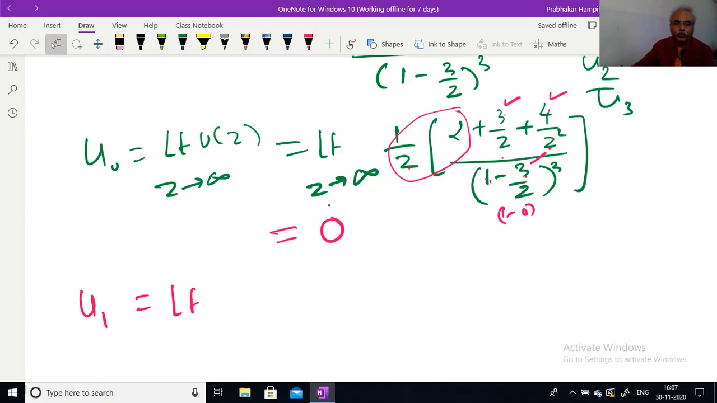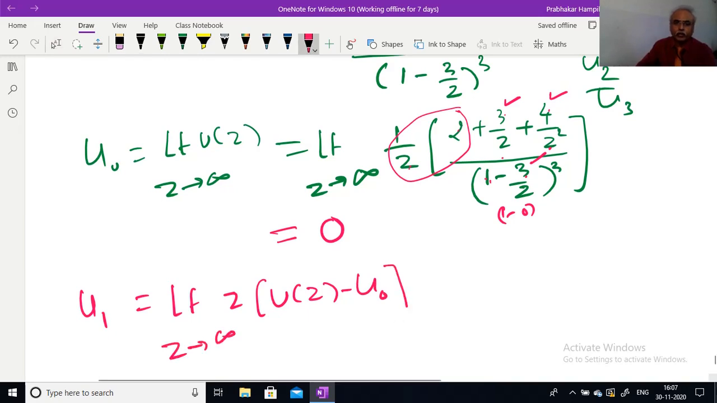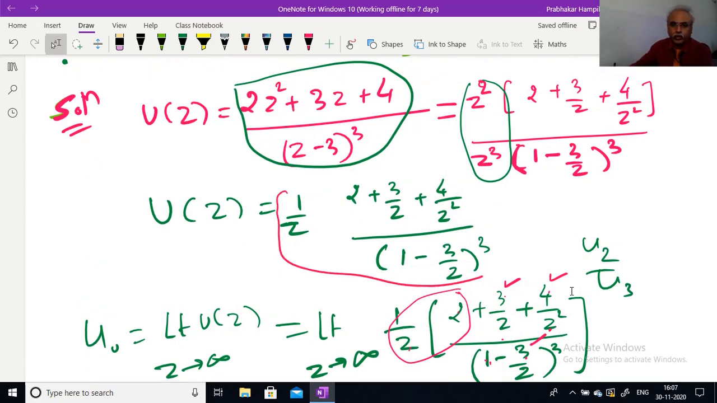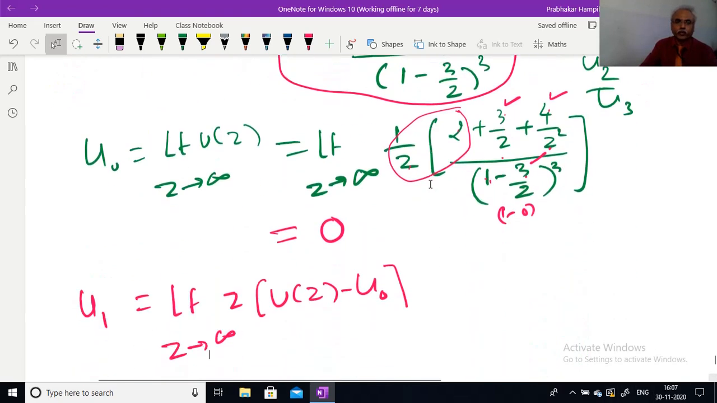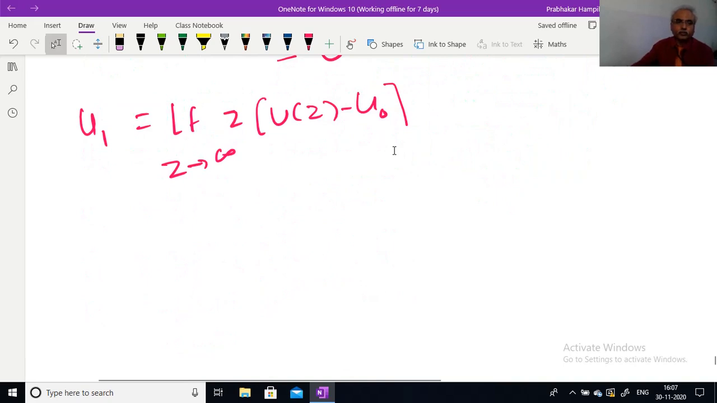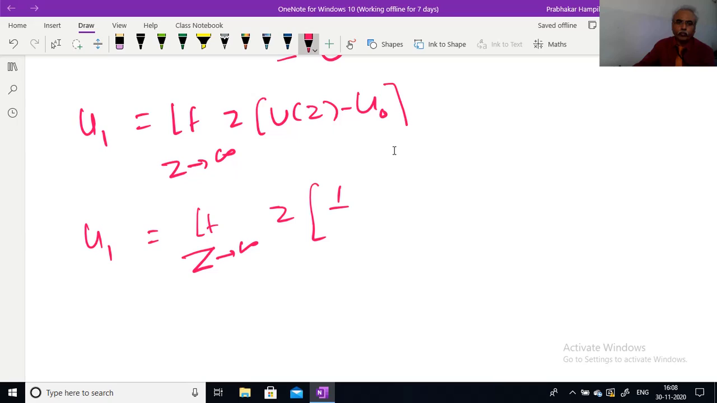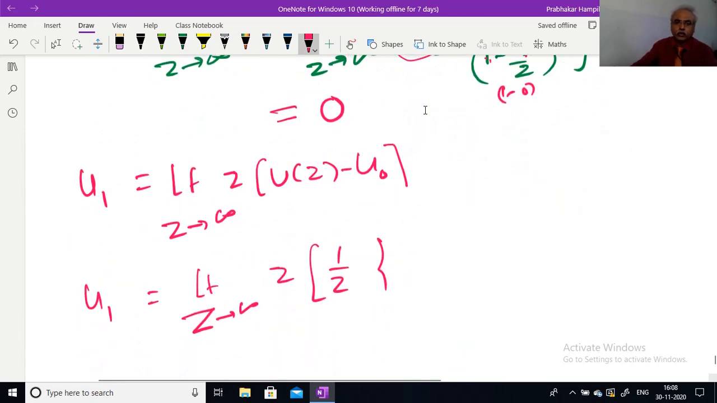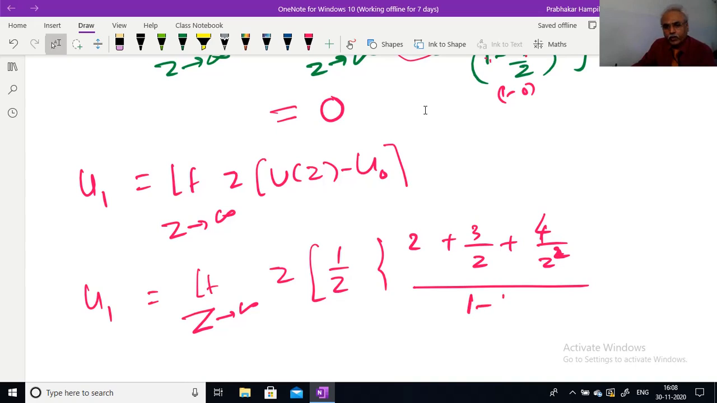u1 is the limit of, we have to multiply by z to this number, u of z minus u0, as z tends to infinity. Now let me take u of z as this part only. This I will replace by u of z. So for u1, limit of z tending to infinity, z into 1 by z into bracket 2 plus 3 by z plus 4 by z square. This part I am writing. Denominator is quite straightforward to remember, which is 1 minus 3 by z raised to 3.